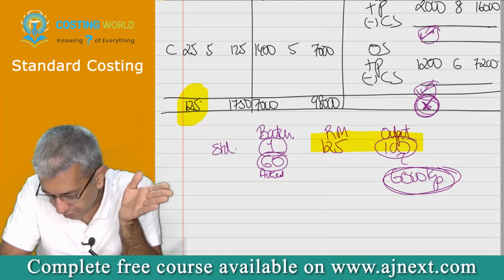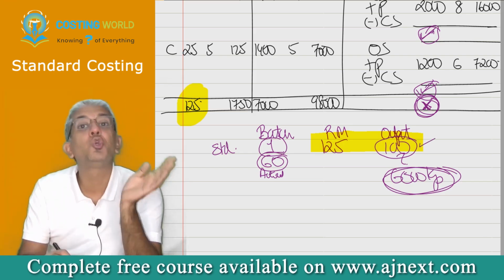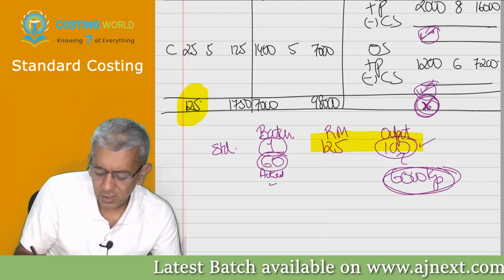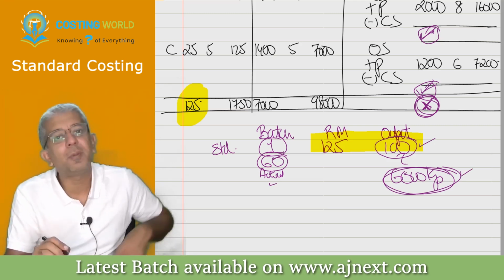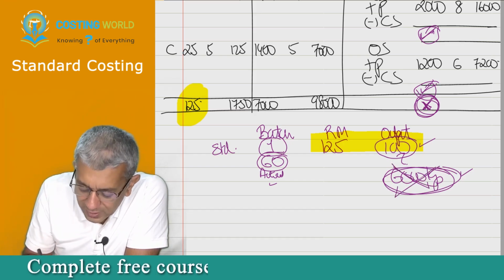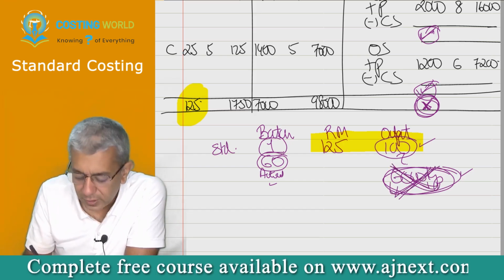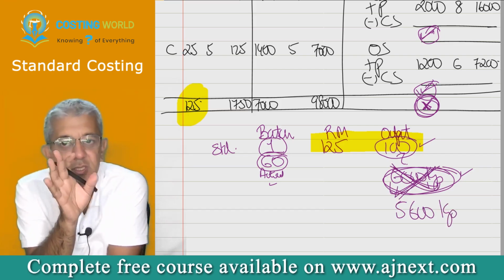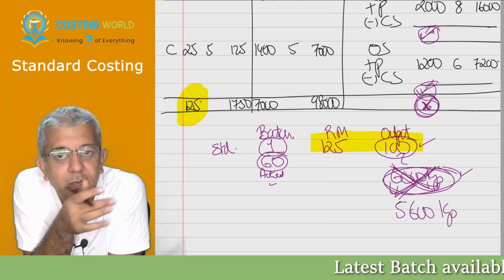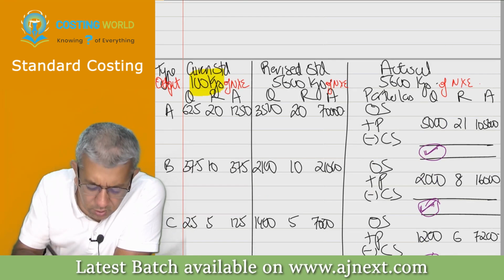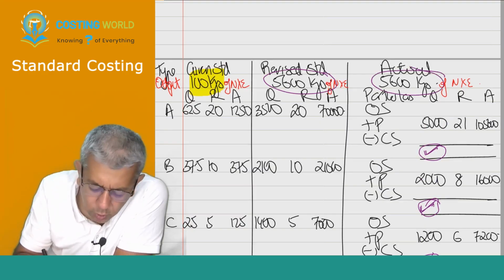For one batch, 100 kg should have been produced. Should mean standard. So for 60 batches, output that should have been produced is 6000. But the problem has told you that actual output is nothing but 5600 kgs. Correct? Yes, sir. So therefore, we took 5600 only. Obviously, we will take actual output only here.